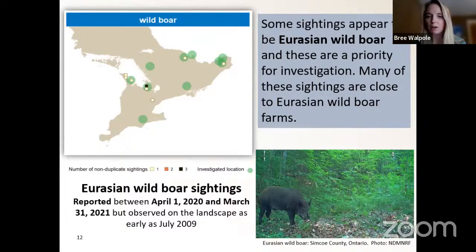So I mentioned Eurasian wild boar. Here's another image, and this shows sightings of wild pigs that were Eurasian wild boar. There's not very many sightings on the map, and that's a really good thing. Eurasian wild boar tend to be particularly problematic. We know based on research from the United States that this type of wild pig can become established quite easily. They have these ancestral traits that make them very able to adapt and survive and even thrive in the wild.